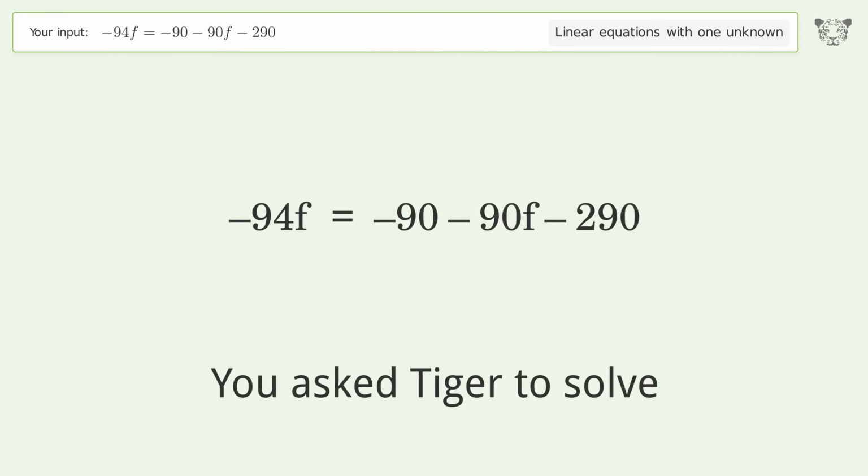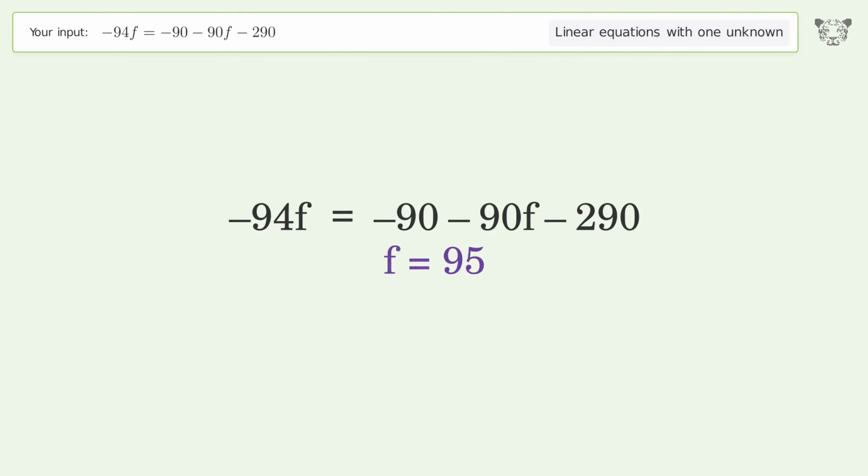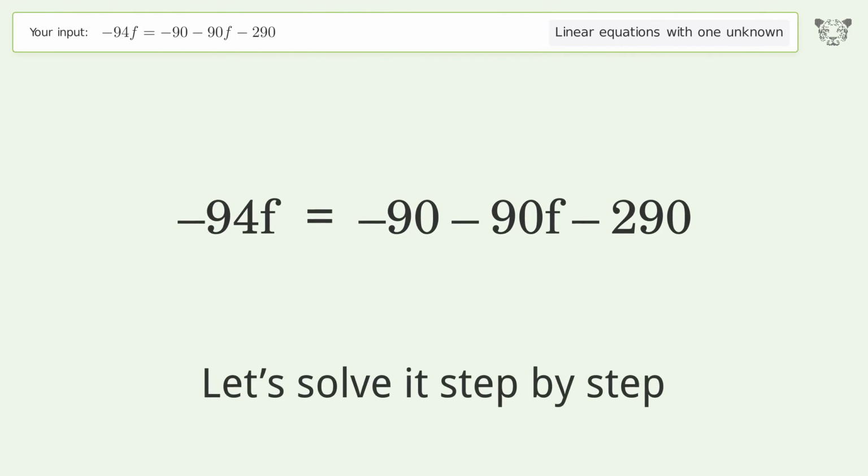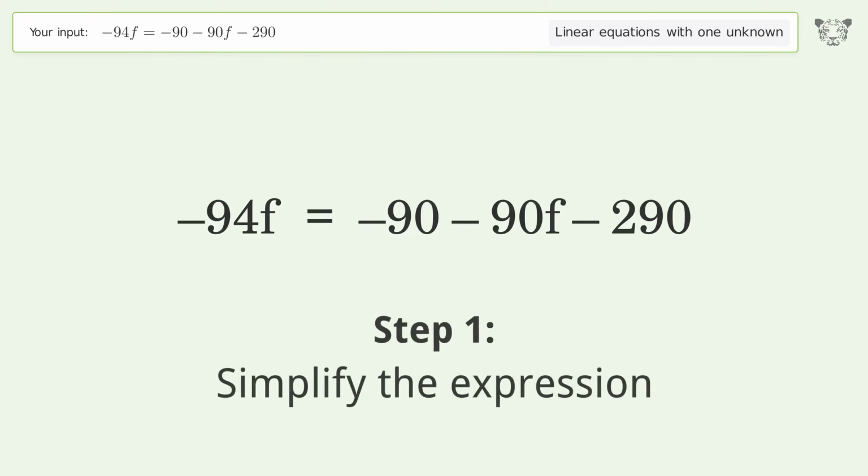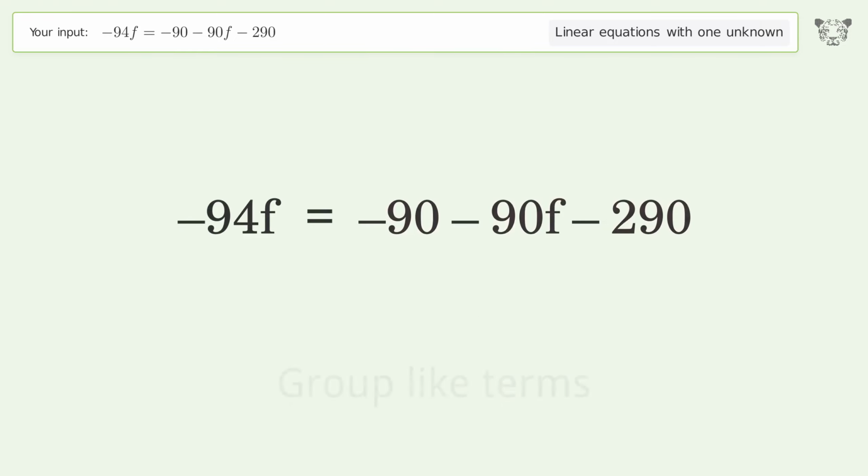You ask Tiger to solve. This deals with linear equations with one unknown. The final result is f equals 95. Let's solve it step by step. Simplify the expression. Group like terms.